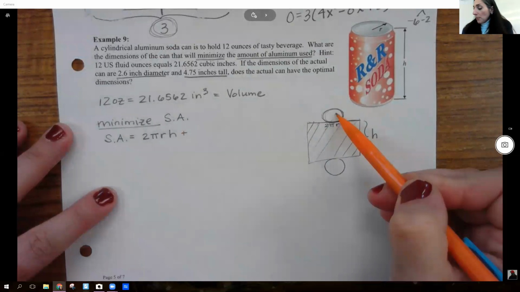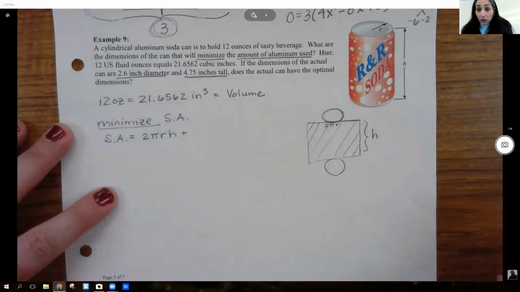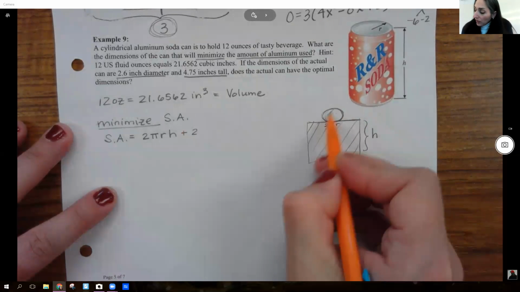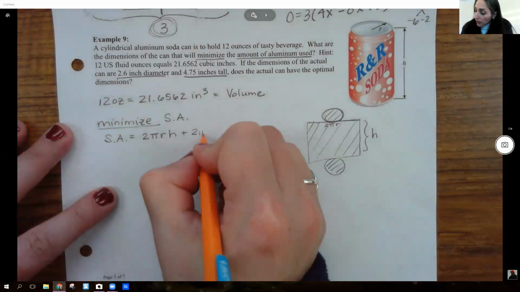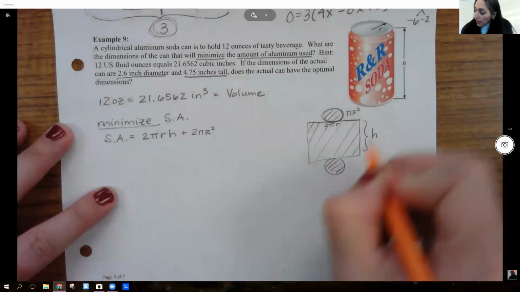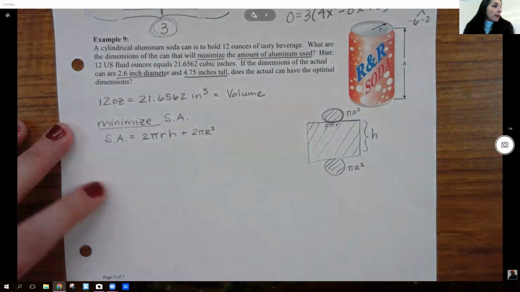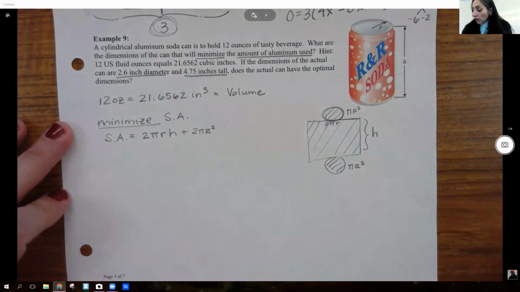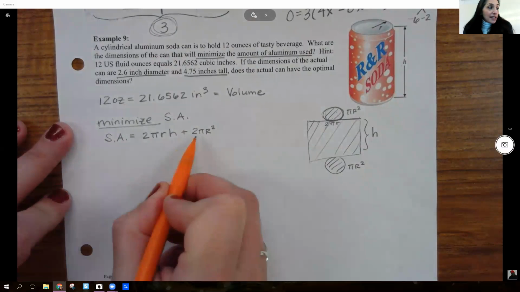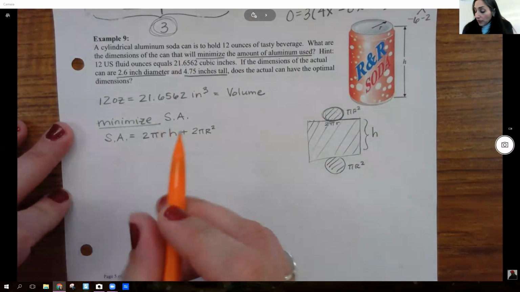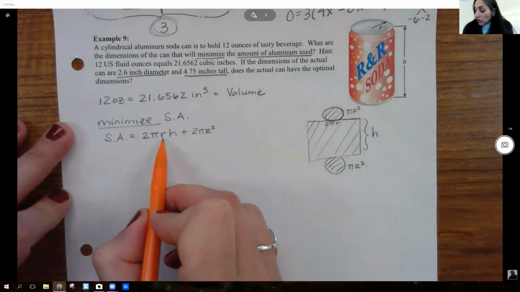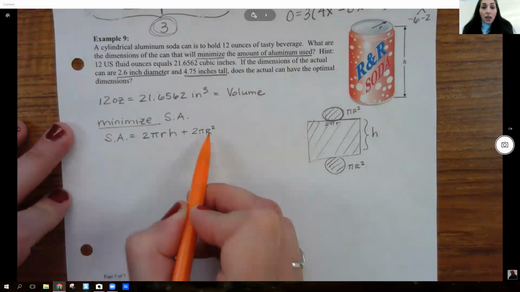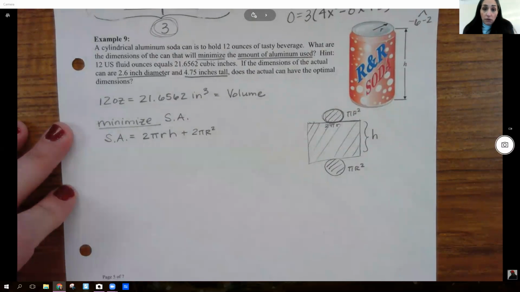Now, what else do you have? You have a top and the bottom of the cylinder. They're both circles. So you're going to have 2, and then the area of each circle is pi r squared. So you're going to have that up in the top, and you're also going to have that in the bottom. So that's where your surface area formula comes from for the cylinder. We are trying to minimize this. So this is what we're going to take the derivative of and set equal to 0. But right now, your function has 2 unknowns. We have r and we have h. So we need to get this down to 1 unknown so that we can solve and figure out what our minimum in this case is going to be.